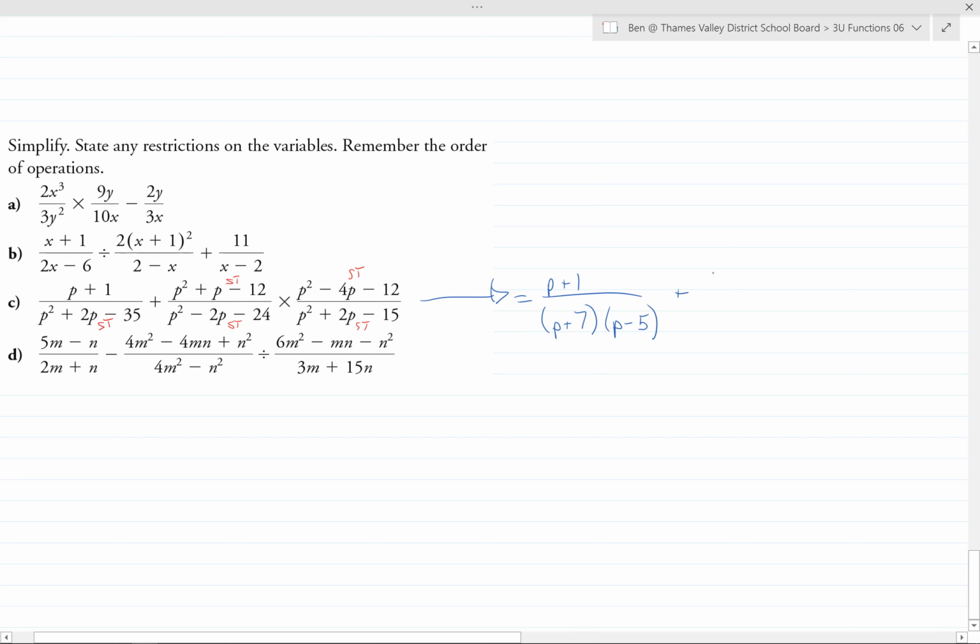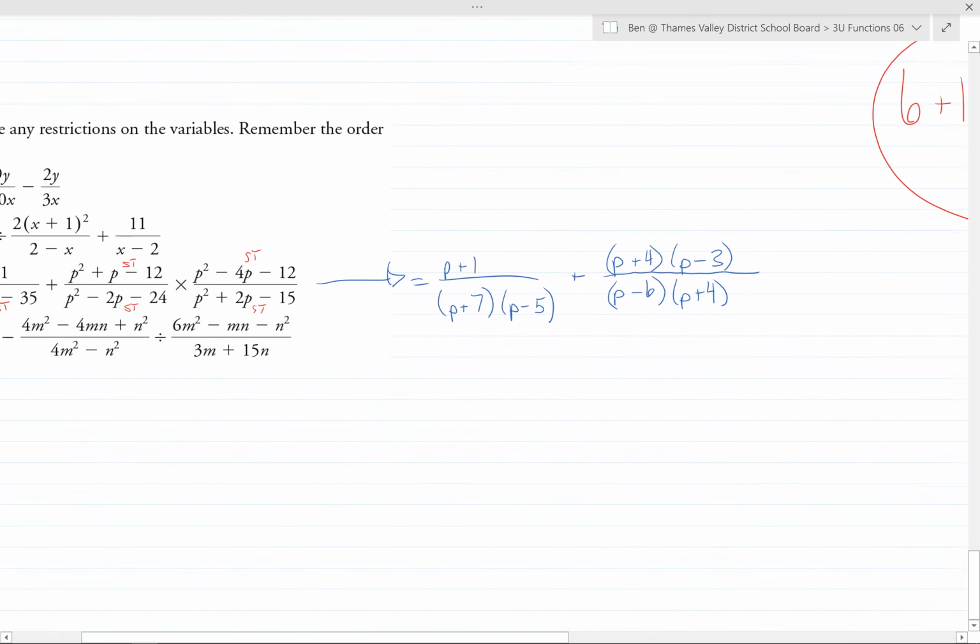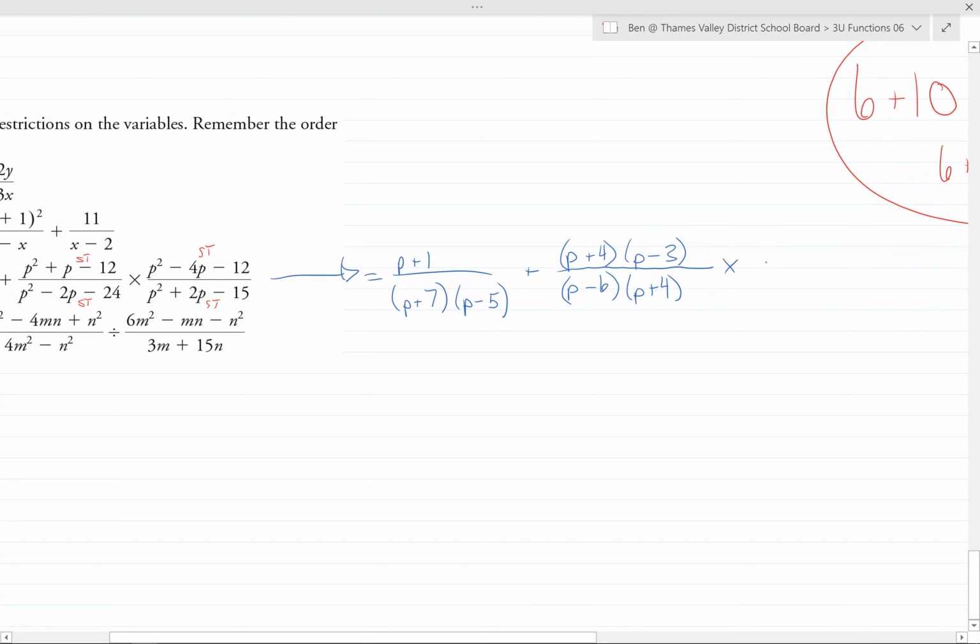And plus this next fraction, again a simple trinomial, (p plus 4)(p minus 3), all divided by (p minus 6)(p plus 4), times (p minus 6)(p plus 2), divided by (p minus 3)(p plus 5). Perfect. Now from here, we can do one of two things.